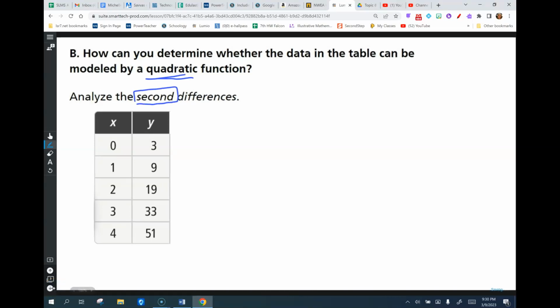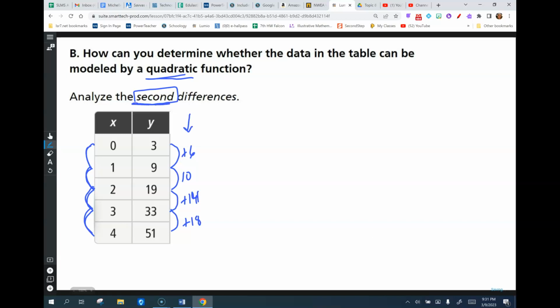So let's double check to make sure we can even use this method. Does the x value go up by the same amount every time? Yes, it does. It happens on this one to go up by 1. It doesn't matter as long as it's the same every time. So let's look. How much does the y go up here? It goes up by 6. This one goes up by 10. And this one goes up by, I always forget this one, 33 minus 19, which is 14. And then here it goes up by 18. So obviously this is not a linear function because these values are not the same.